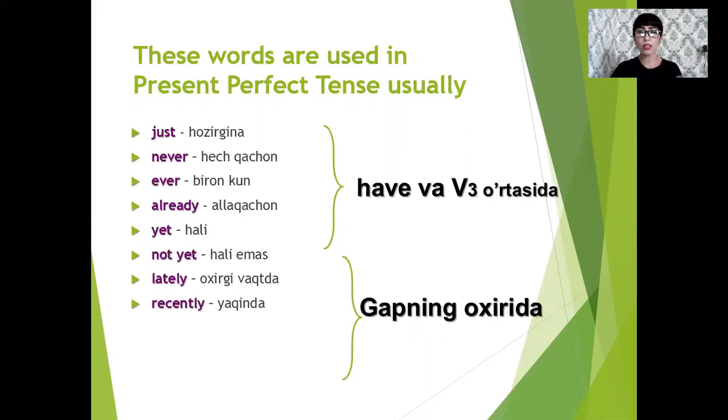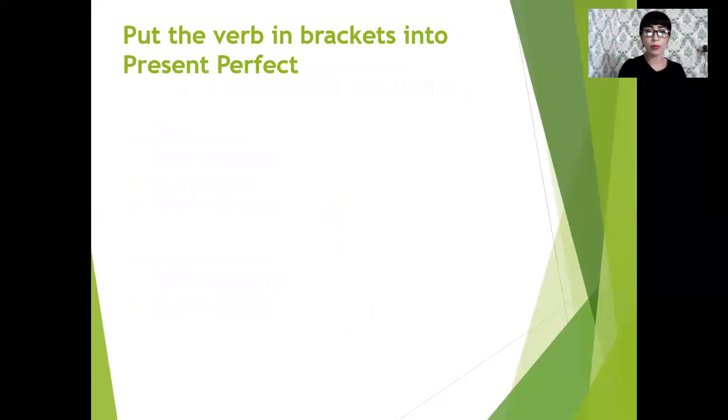And pay attention that some of these words we use between the auxiliary verb and verb 3. For example, just, never, ever, already, yet. Especially we use them between have and verb 3. Some of them we use at the end of our sentences, and you can see that: not yet, lately, recently. Okay.